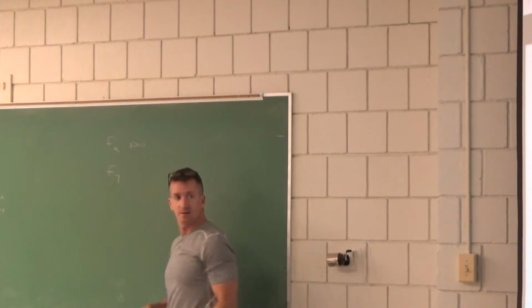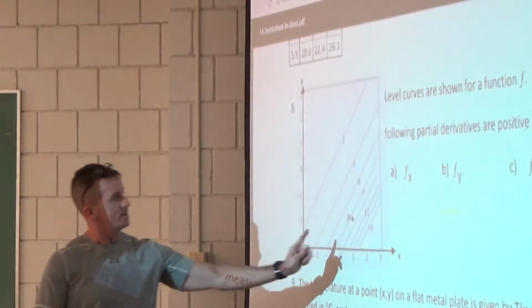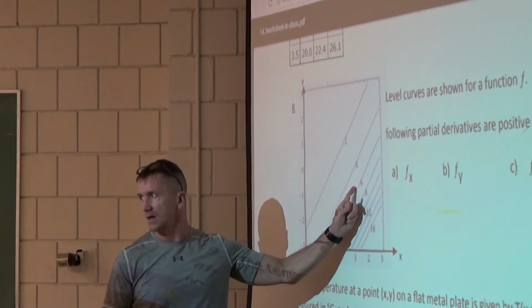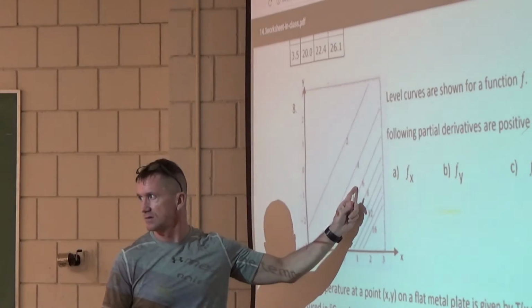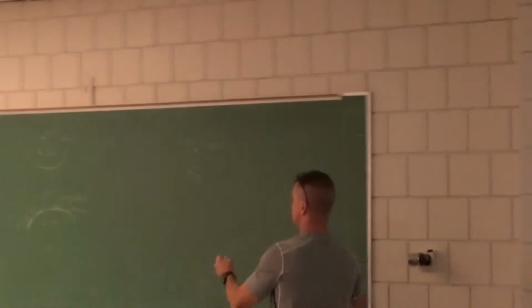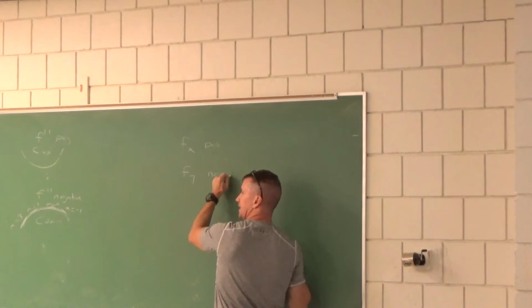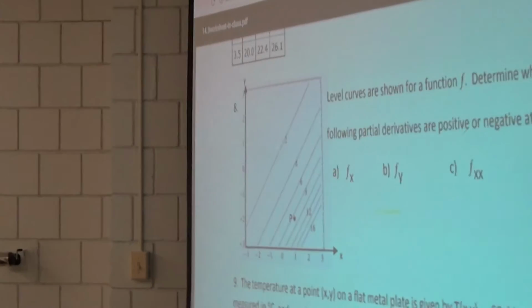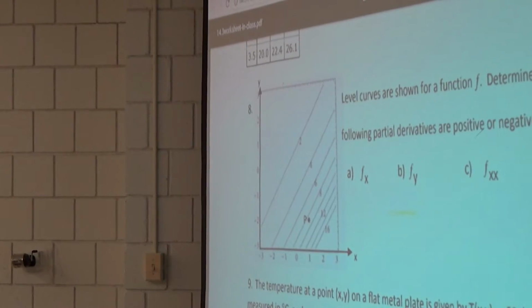How about fy? Well, this is at point P. You go through here, are the values of f increasing or decreasing? Decreasing. And it's that simple. Not bad, huh? Just rate of change. Well, they're decreasing. Okay, fxx. How do we do this with contours?